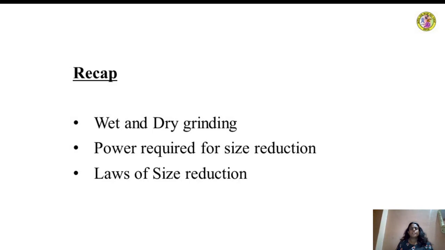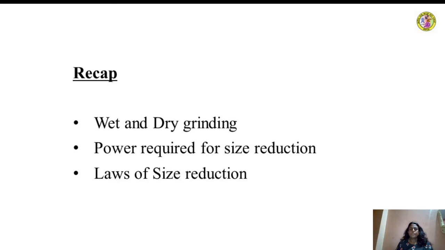In that discussion, we came across three important laws of size reduction, that is Rittinger's law, Kick's law, and Bond's law. We saw the statements of all the three laws, and also we learned how to write the mathematical statements for each law, and how you can use the statements to estimate the power required for size reduction. Today we will be using all the equations that we derived to calculate the power required in a particular size reduction operation. That means we'll be solving a few problems on the laws of crushing.